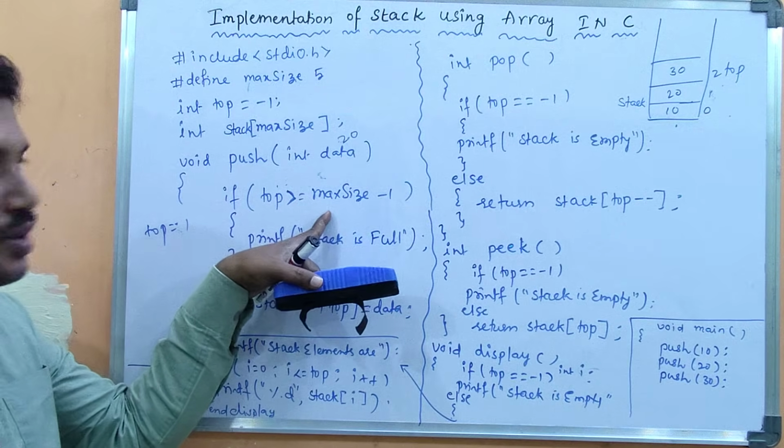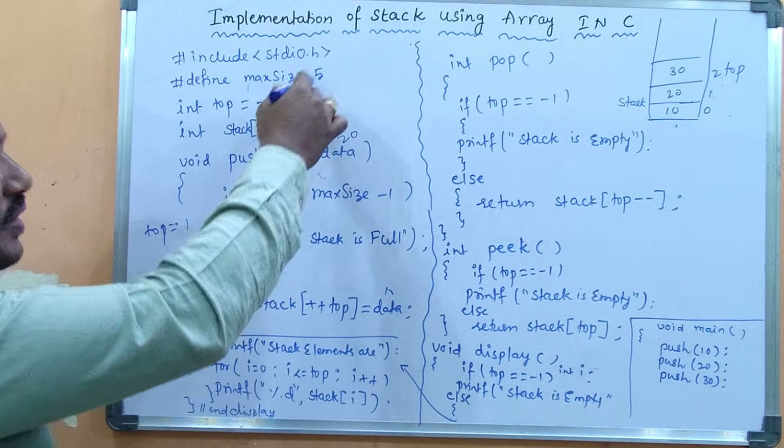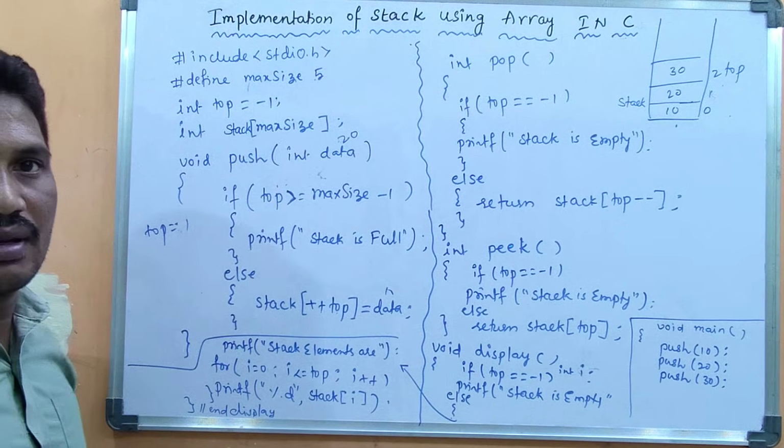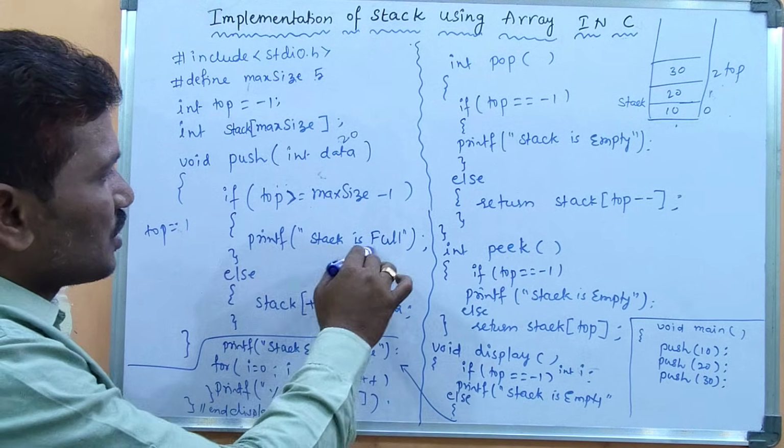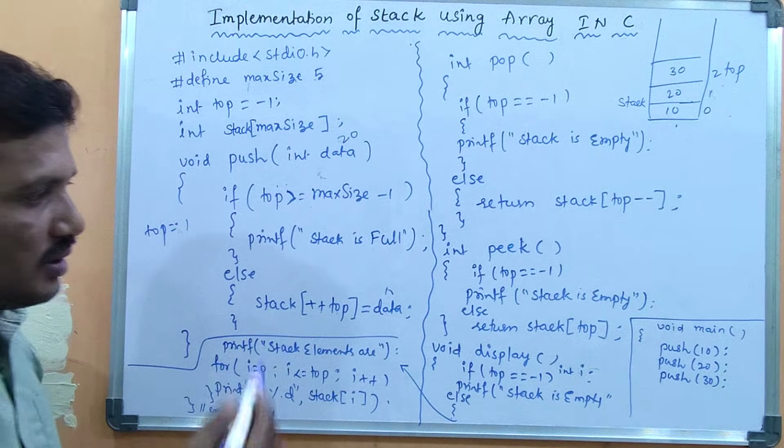When it becomes true, whenever you insert elements, after the 5th element, max elements is 5. Whenever you want to insert the 6th element, the condition returns false. Then it shows the message stack is full. Until that there is no issue.